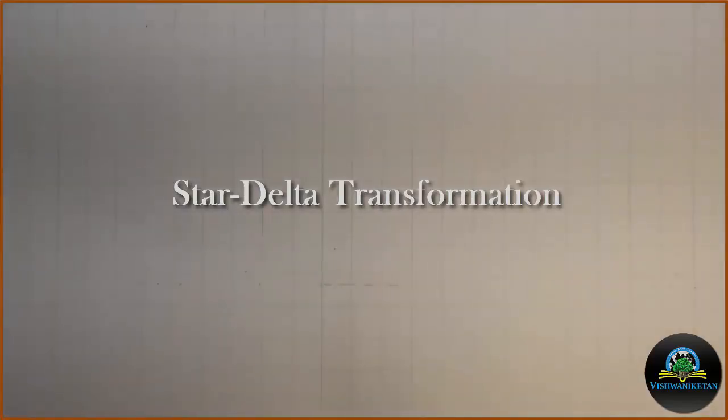Hence, by converting delta connection into equivalent star connection and vice versa, a network can be simplified and application of series parallel circuit rules is made possible. To understand this, let us draw the star and delta connection.